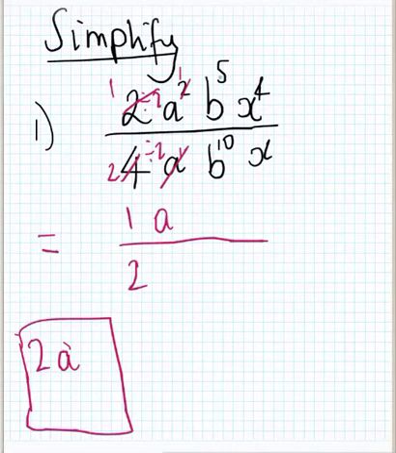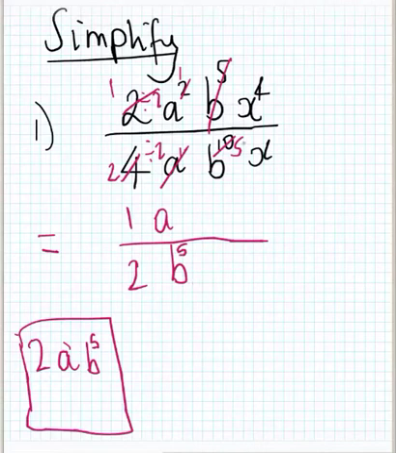Now I've got 5 b's on top and 10 on the bottom. My smallest amount is 5. It's gone. So I've taken out 5 b's, or b to the power of 5. But down here, I've got 10 take away 5, which is 5. So on the bottom, I'm left with b to the power of 5.